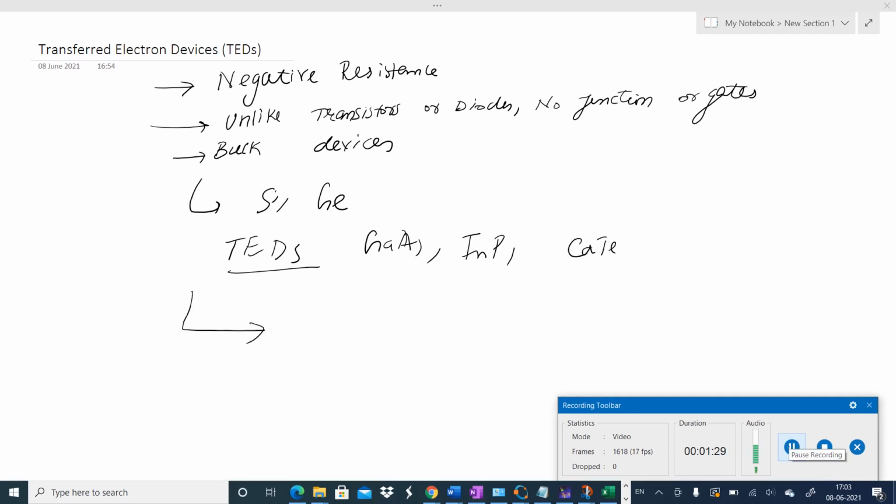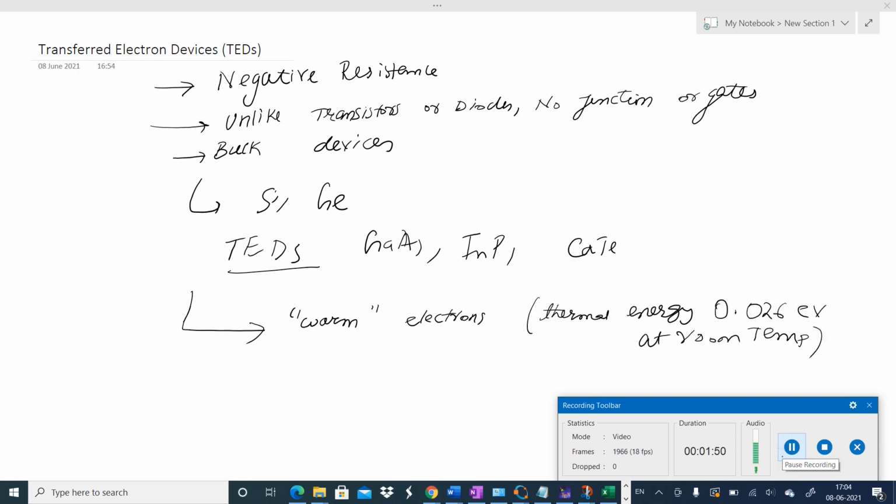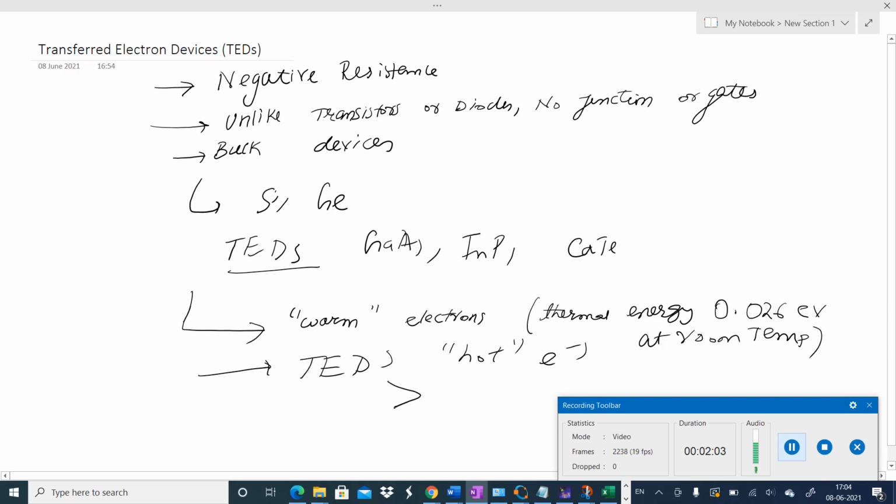Another difference, what differentiates TEDs from the usual microwave transistors is that the transistors operate with something called warm electrons. These are the electrons whose energy is not greater than thermal energy, is less than that. You know, thermal energy is at room temperature 0.026 electron volt, whereas TEDs operate with what are called hot electrons. Why they are called hot electrons is their energy is much greater than this thermal energy.